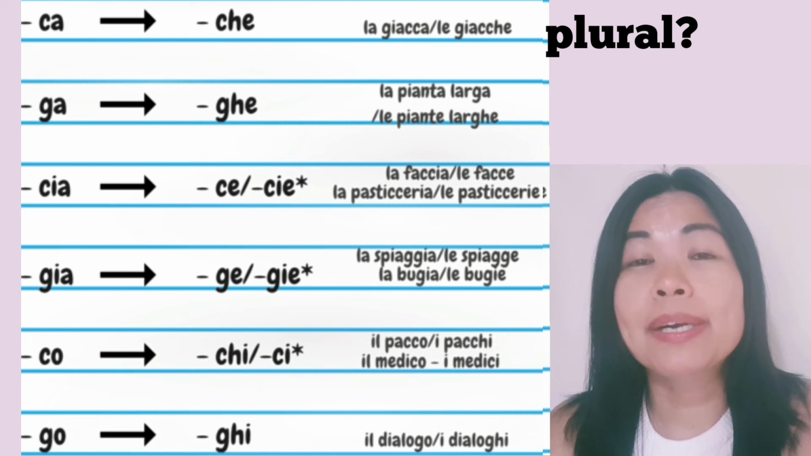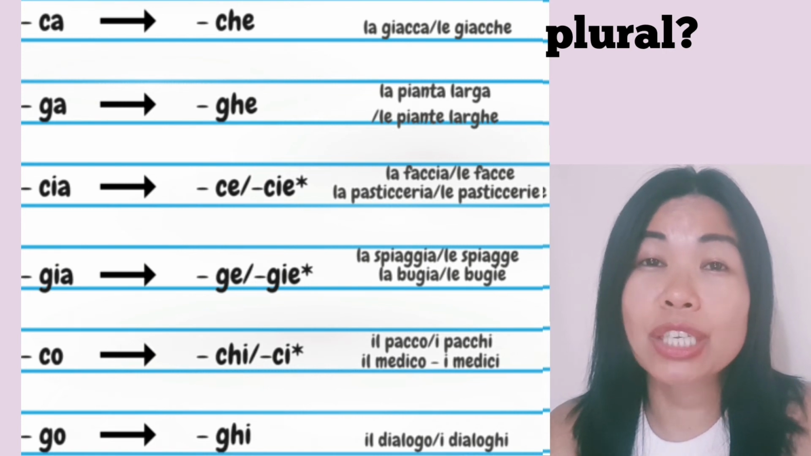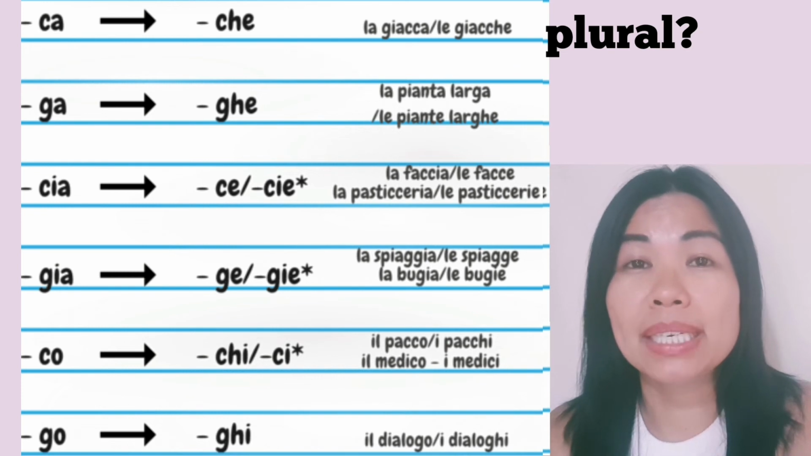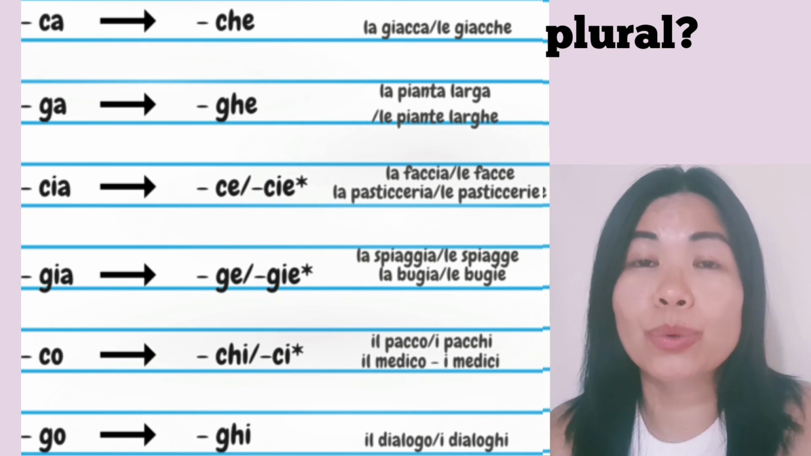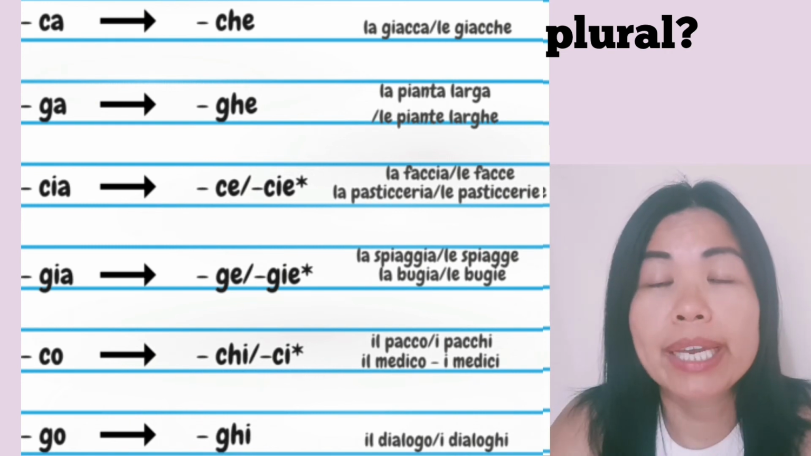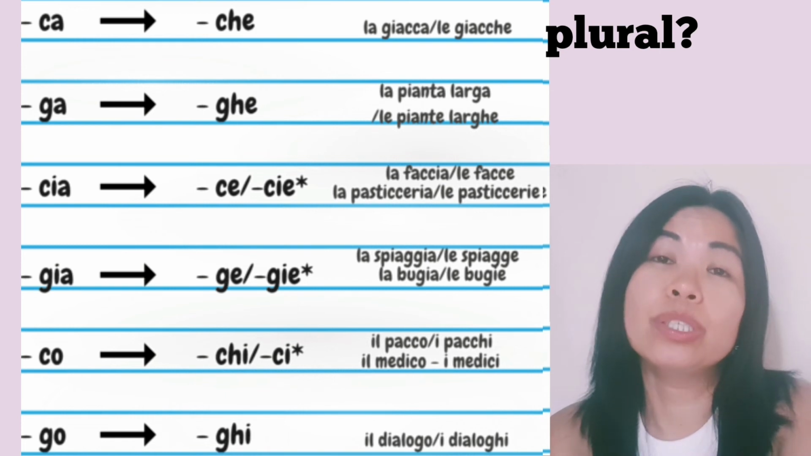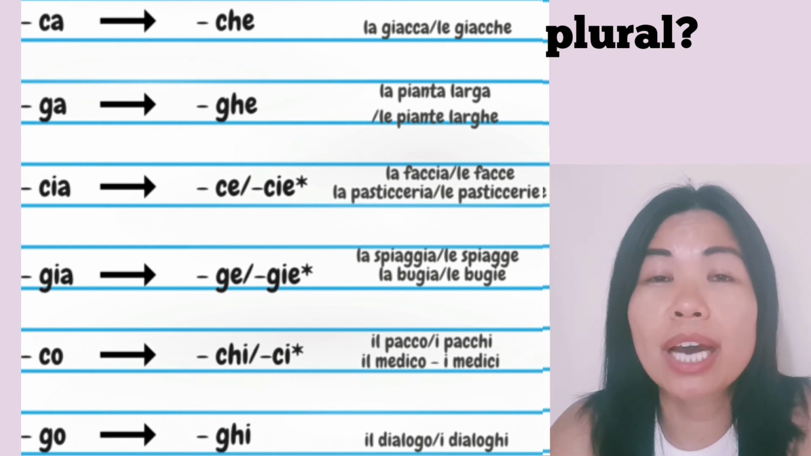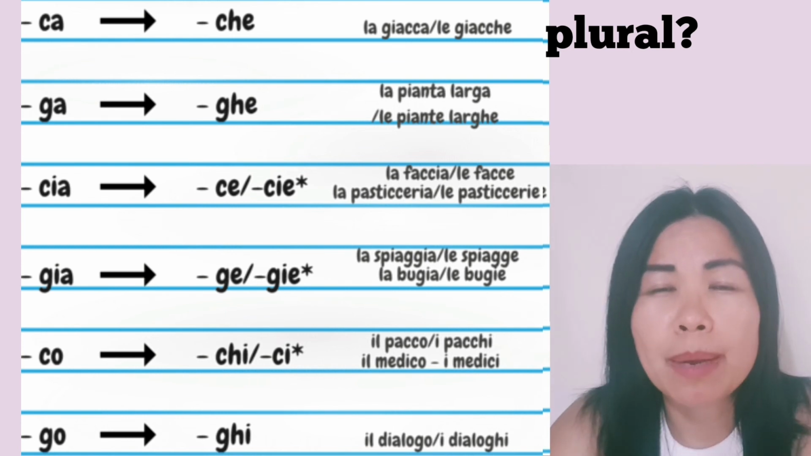And there are also some particular masculine nouns that end with co. So to form their plural, change co into ci, like medico, medici. But not all the time. Some you also have to change into chi, like pacco, pacchi. If you also find feminine words that end with gia, like spiaggia, to form their plural, it will become spiagge. Gia will become ge. Okay, spiaggia, spiagge. Sometimes it will also become gie, like the word bugia. To form its plural, it will become bugie.